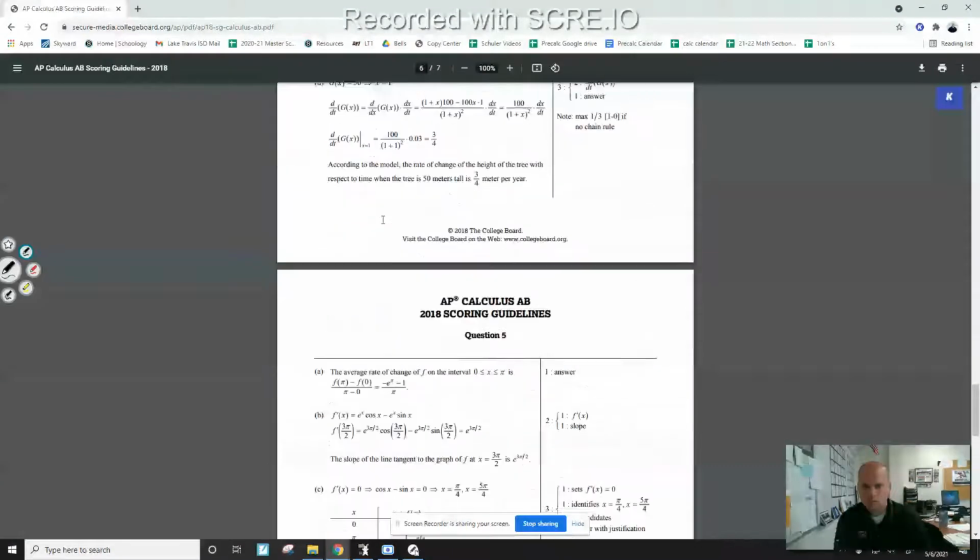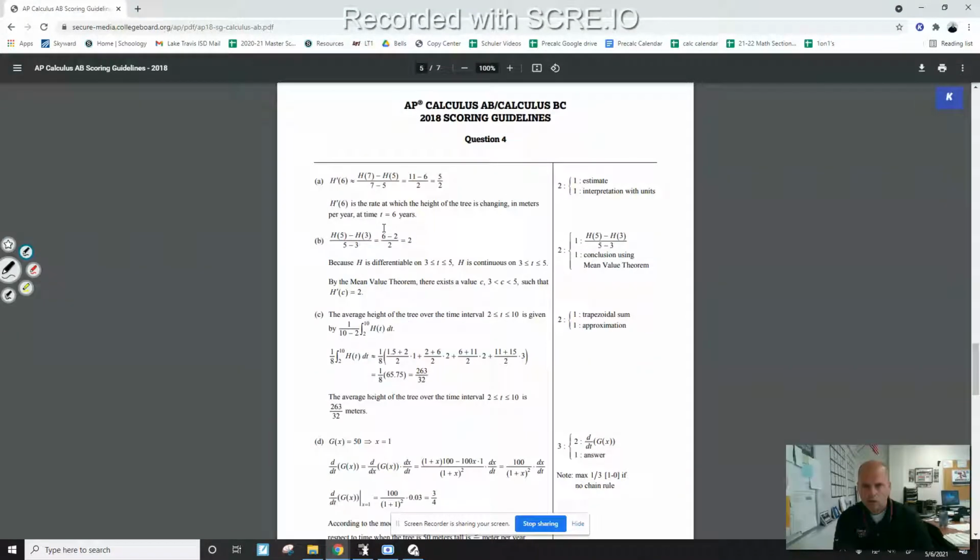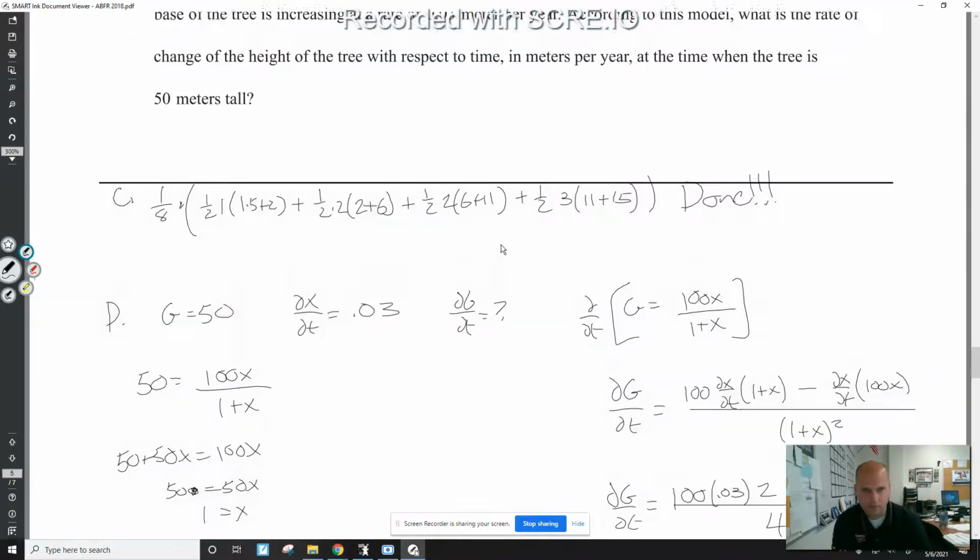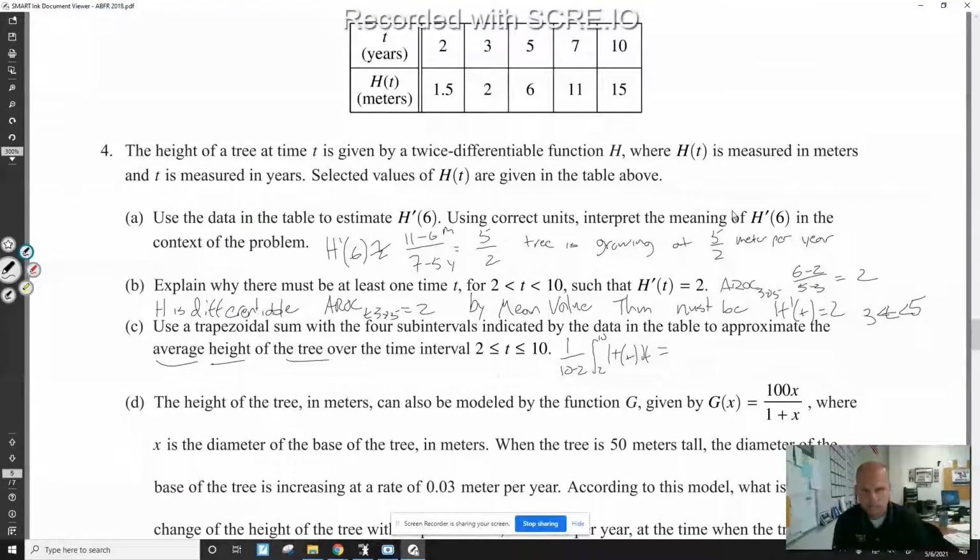All right. Part 1, the 5 halves. You got 1 point for the estimate, 1 point with the interpretation of the units. H prime is the rate at which the height is changing in meters per year at that time. So we got that. I should have said at t equals 6.